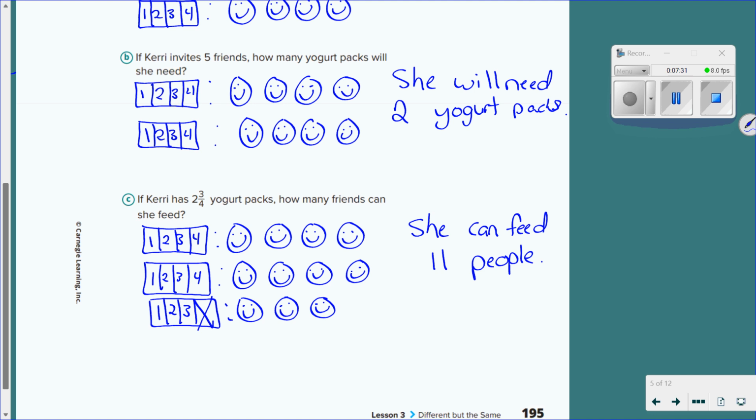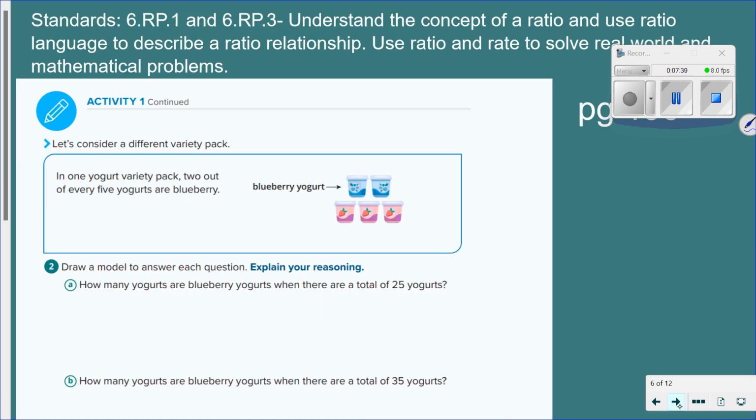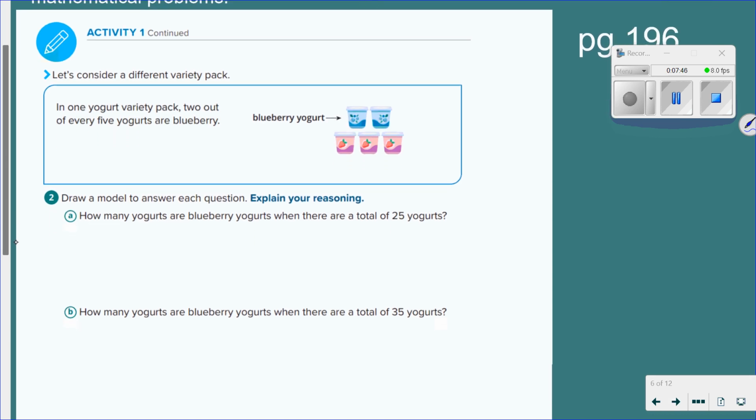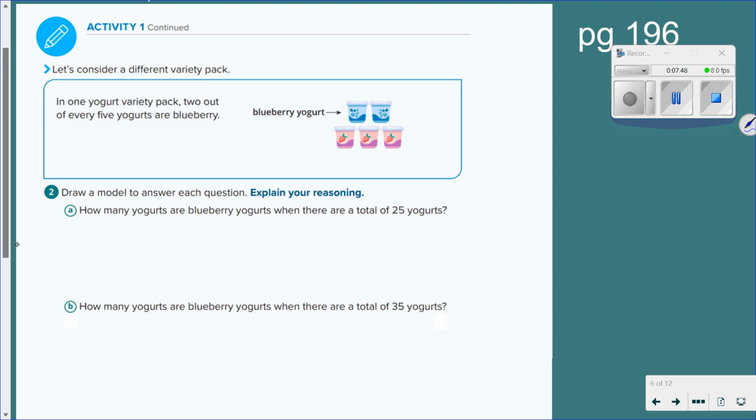Make sense? Any questions about the diagram? No. You're just drawing what they tell you, guys. And it doesn't have to be perfect. All right, so another example is a variety yogurt pack that has 2 blueberry yogurts for 3 other flavored yogurts. Make sense? So it comes with 5 yogurts where 2 of them are blueberry and 3 of them are another flavor. And they drew it for us.